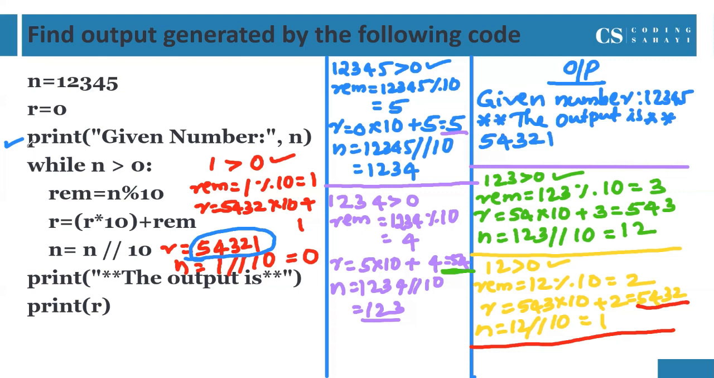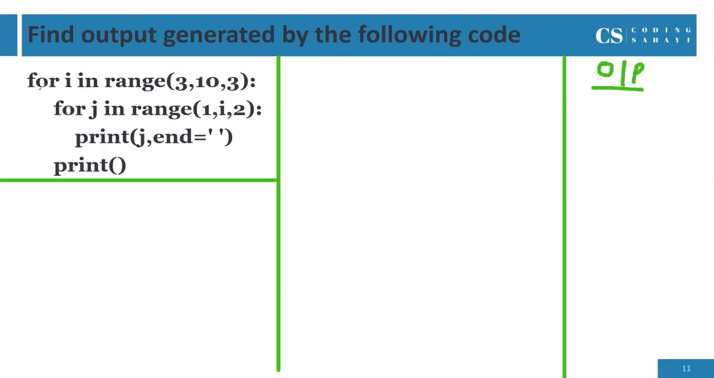So let's see the next question. Okay, so this is our next question. For i in range of, and for j in range of. That means inside our i loop, another loop we have with j. It is a nested loop. So let's see how this program code works.